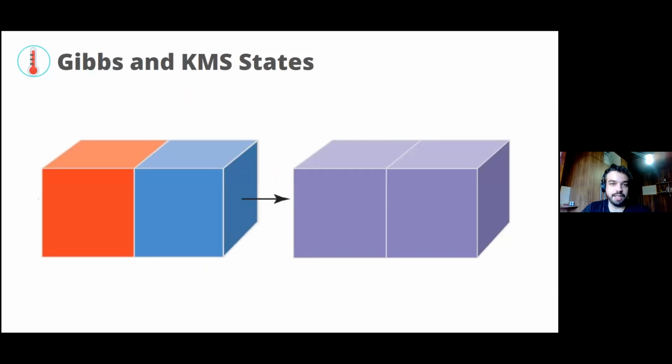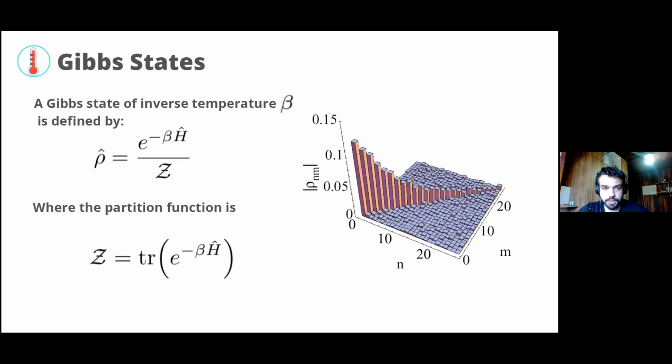So let's start. Gibbs and KMS states are the way that we talk about thermal states, or states in thermal equilibrium, in quantum theory. The idea is that if you have a system that is thermalized at a given temperature, and you put another system in contact with it, they will thermalize after some time. This is the classical idea of thermalization and temperature. In quantum mechanics, the simplest way to talk about this is to talk about Gibbs states.